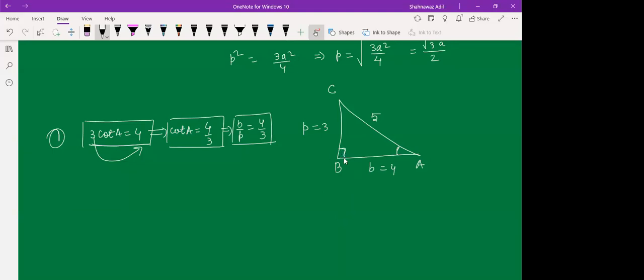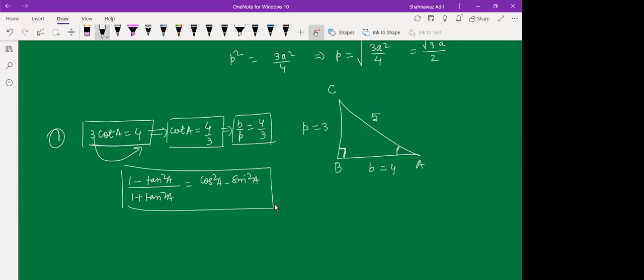All right. Okay. So in the question, they wanted us to prove (1 minus tan square A) divided by (1 plus tan square A) was equal to cos square A minus sin square A. So whatever you have done is absolutely correct. There's no problem in that. But we can also do this in this way, right?